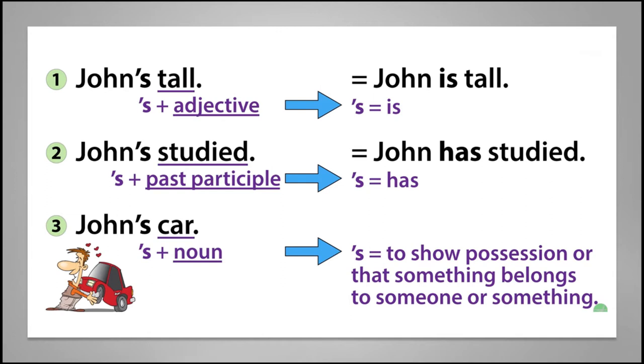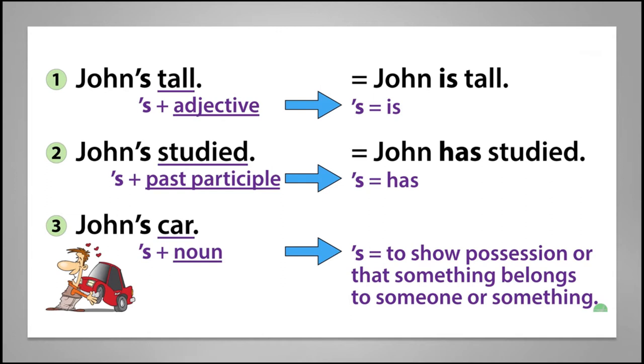John's tall, which means John is tall. John plus apostrophe S plus adjective, and obviously the apostrophe S here means is, okay? And then the second example here of apostrophe S, John's studied. The first one, tall, is an adjective. Now we are talking about John's studied. So the apostrophe S here stands for has.